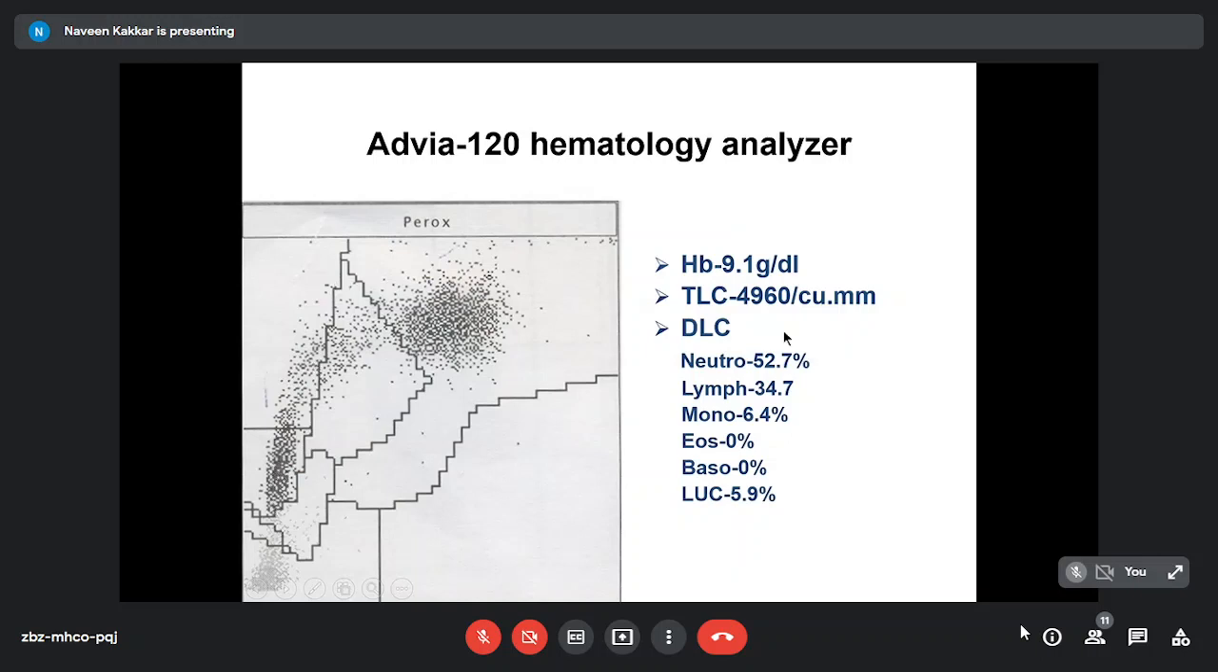So the point I'm trying to make is that large unstained cells in a normal individual are usually less than 7 to 8%. This is 5.9. There may be some cells which do not pick up MPO very well, or large lymphoid cells. That's it. Nothing to worry.